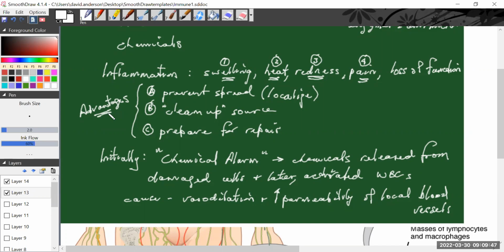Chronic inflammation is a different thing. Chronic inflammation is telling us that we didn't go to completion. We didn't get to repair. And that's a problem. That's something that we want to address. But inflammation in an acute situation is going to take care of the spread. It's going to initiate cleanup, and it's going to prepare for good recovery, for good repair. So we like inflammation for all those reasons.